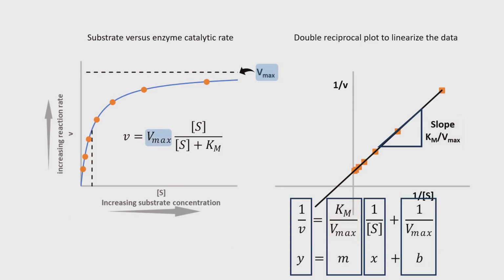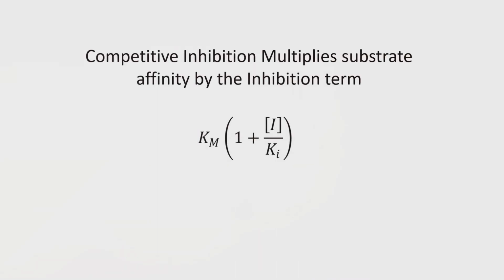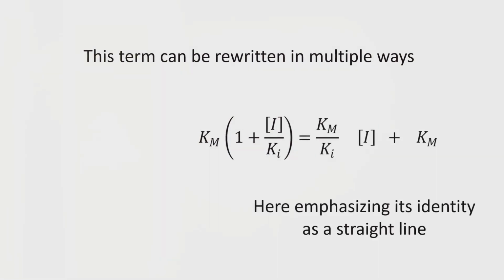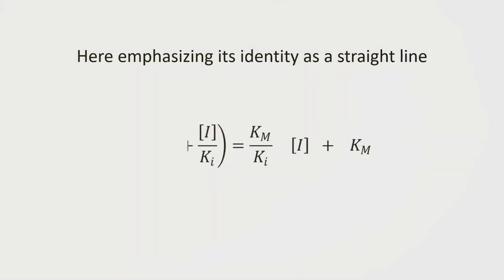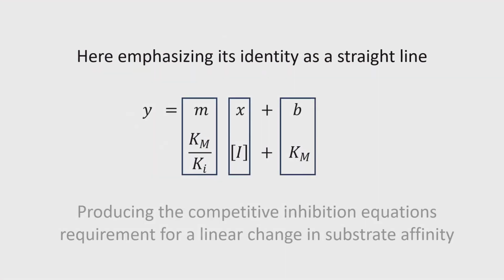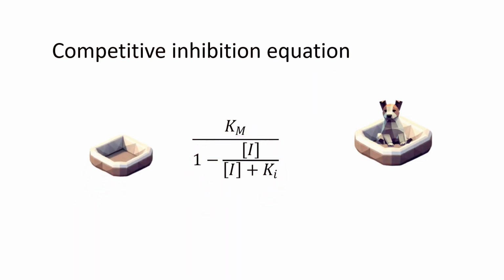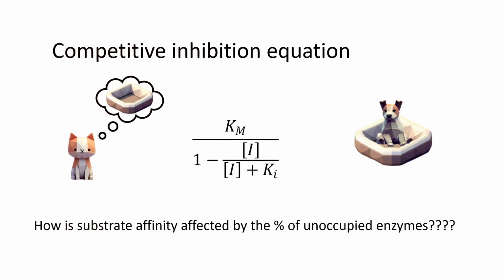That being, the substrate affinity is being multiplied by the equation of a straight line, which results from the inversion of the inhibitor binding term. So, there is a mathematical explanation for the linear change in substrate affinity required by the competitive inhibition equation. However, this mathematical explanation for the linear change does not explain how the percent of the uninhibited enzyme population would influence the interactions between substrate and individual enzymes. This interaction is implied by multiplying the substrate affinity with the inhibition term, as this results in the substrate affinity being divided by the fraction of the uninhibited enzyme population.